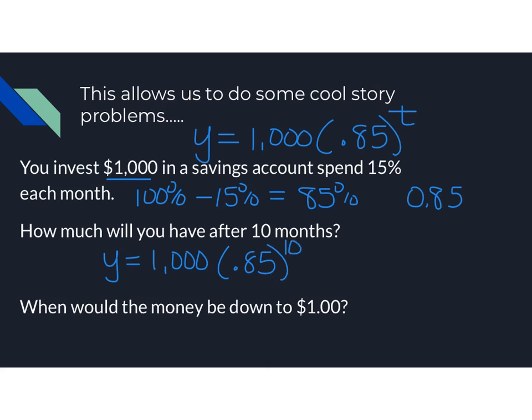Now, on the last question, it's going to require us to do a little bit more math. We want to figure out when our account would be down to $1. So this time my answer is 1, and I'm solving for time. This is going to require us to do a little bit additional math that we don't quite have the skills yet to do. We would have to rely on our calculator in order to actually solve this, but we will get into using the calculator a little bit more soon.